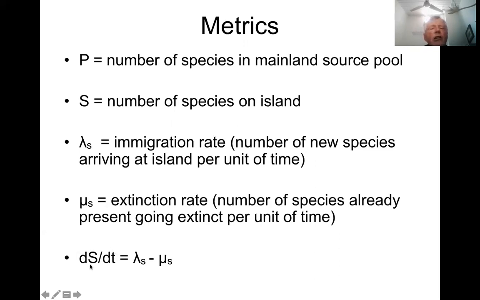So the change in the number of species through time, which is a simple differential equation, is simply going to be the number coming minus the number lost, the number of immigrants versus the number of extinctions. It's as simple as that. Just like the change in numbers of individuals in a population is the birth rate minus the death rate, changes in the number of species is the immigration rate minus the extinction rate.